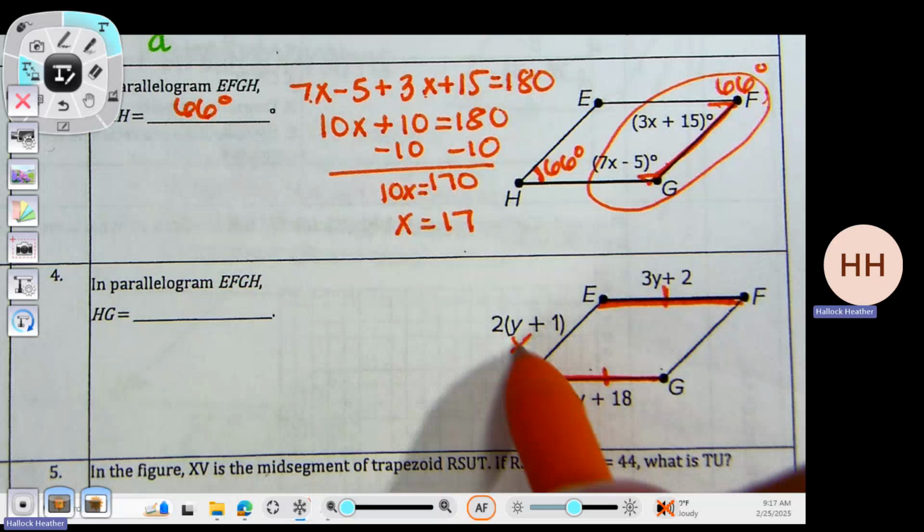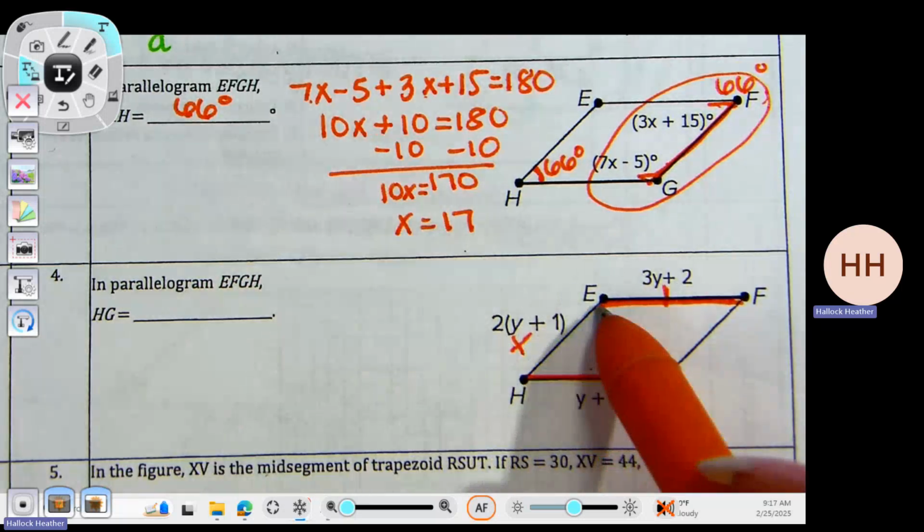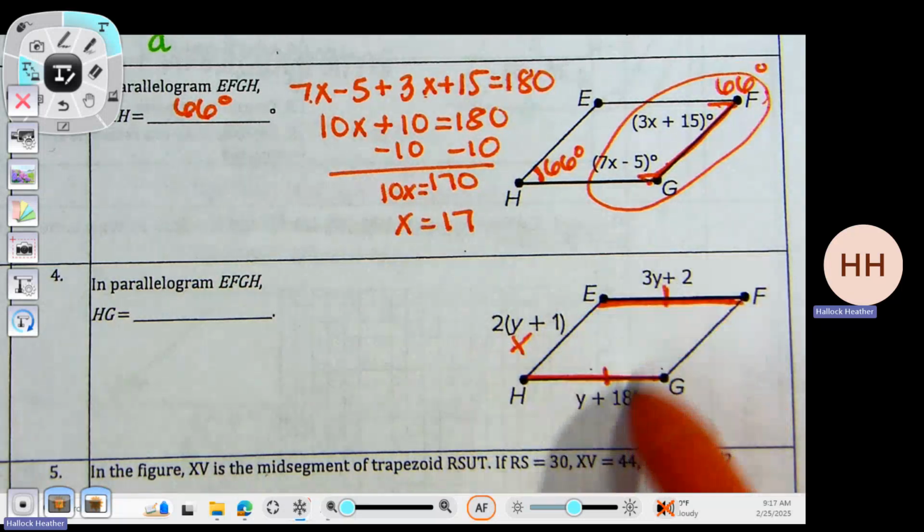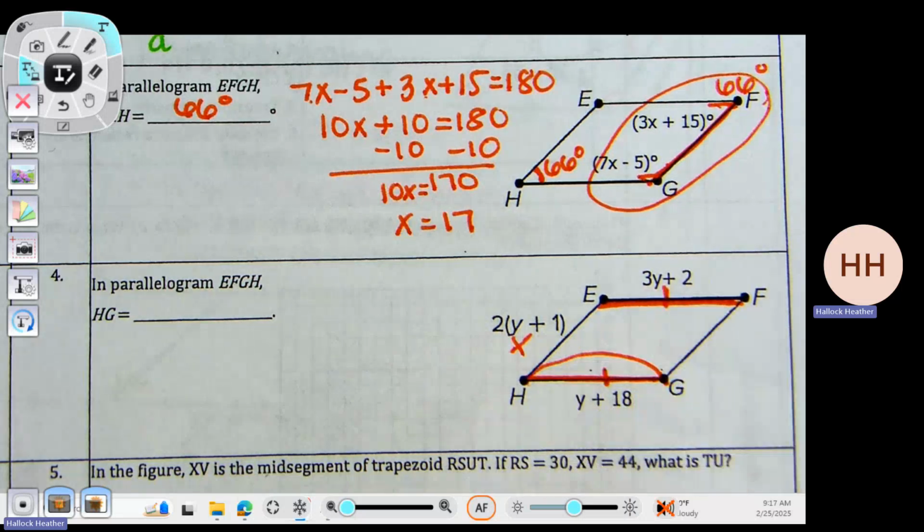I don't even need this. If I wanted to find HE, I could use this to plug it back in. But these I'm just setting equal to each other, and then I'm going to plug it back into this one because I need to find HG.